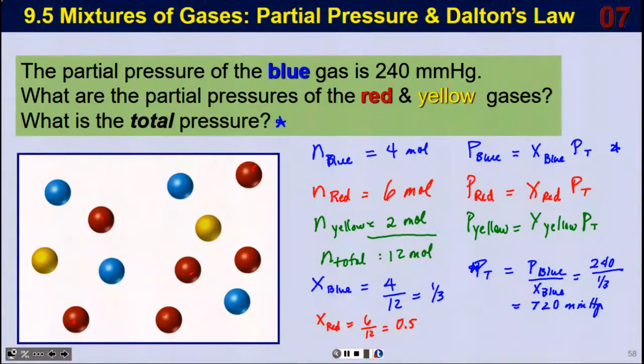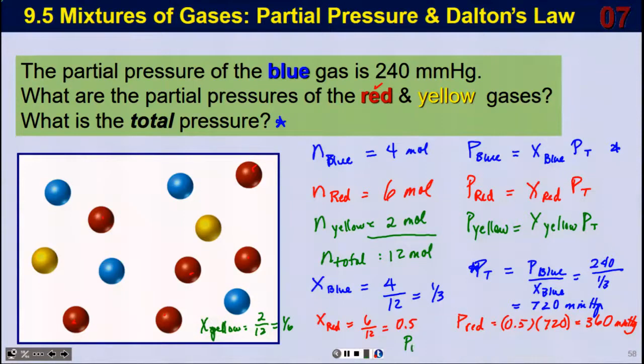And so the pressure of the red is going to be the mole fraction times the total pressure, 720. I think you can do the math. Looks like 360 millimeters of mercury. So we got that one. And now to get the pressure of the green, we have to come up with the mole fraction of green. So it's yellow. It's yellow, but it's a green tool. The mole fraction of the yellow is 2 out of 12, which equals 1/6. You can put it in a fraction, but I'm too lazy to do it. I'll just leave it like this.